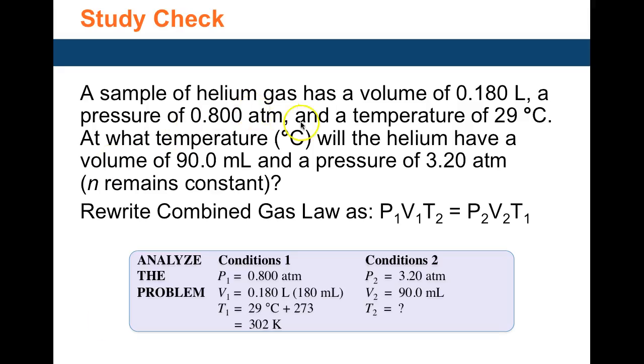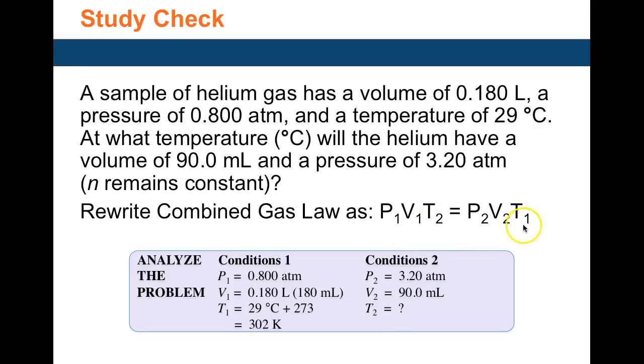All right, a sample of helium gas has a volume of 0.180 liters, pressure 0.8 atmosphere, temperature 29 degrees, and the volume goes to 90 mL, and then the pressure has gone up to 3.20 atmospheres. Okay, so you have to find out T2.